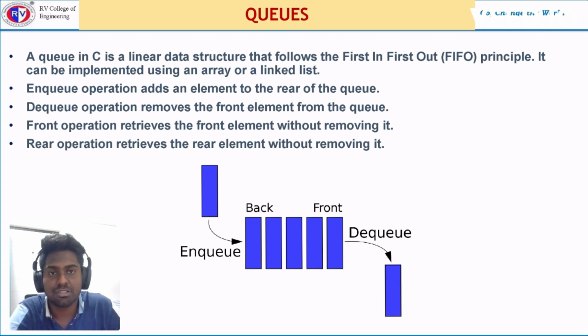The next data structure is queues. Queues are implemented using the first in first out principle. The first data to be entered will exit first, and data enters through the rear end. So the enqueue operation is to input the data, and the dequeue operation is to remove the front data element. As you enqueue, the rear end keeps on growing. As you dequeue, the front end keeps on decreasing.